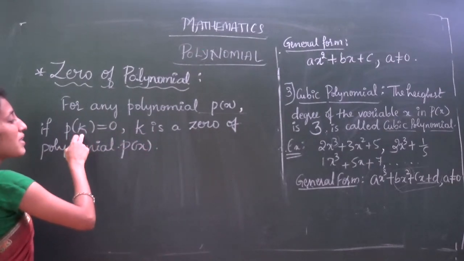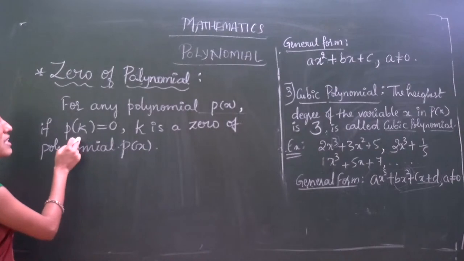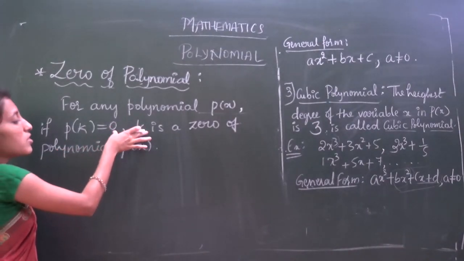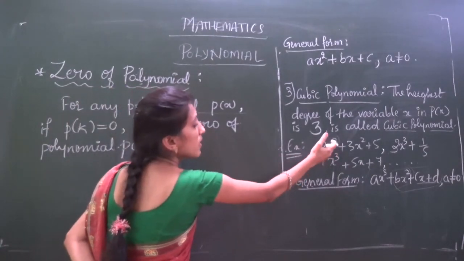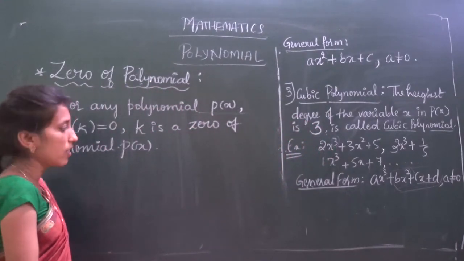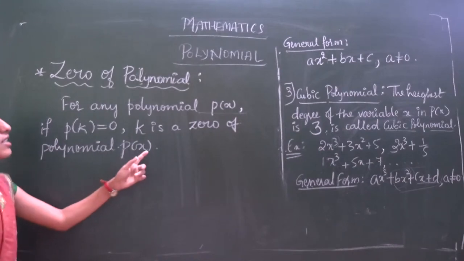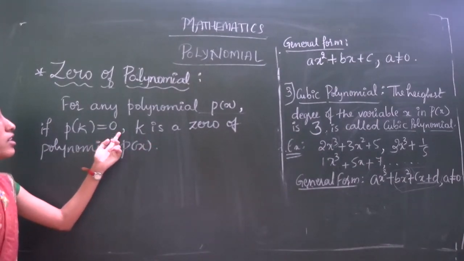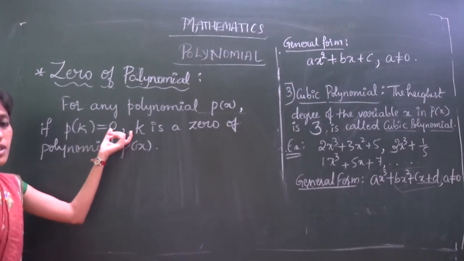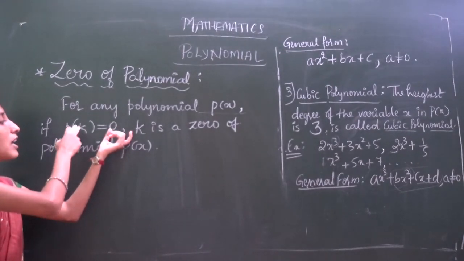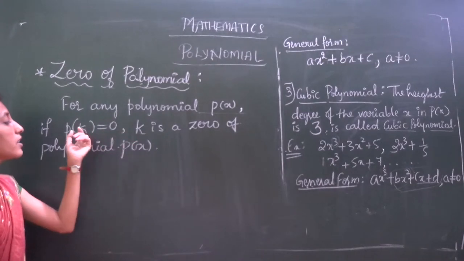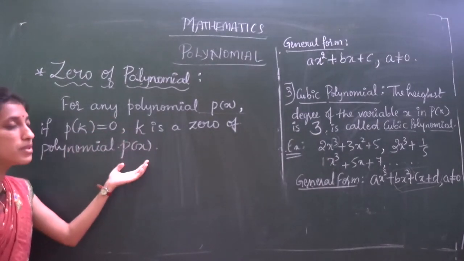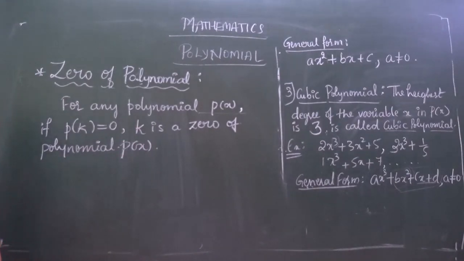Because in the polynomial p of x, we just replaced x with k, and suppose after replacing the k value in x, the expression becomes zero, whatever the expression. If in place of x that k value, where k is any integer, gives the solution zero, that k is a zero of the polynomial. When we substitute the k value in the given polynomial and get zero, the substituted value is called the zero of the polynomial.